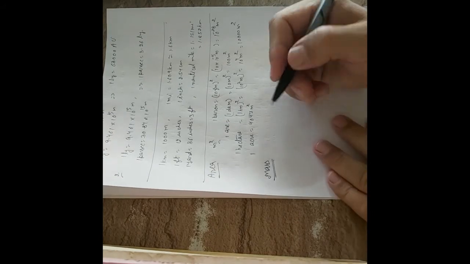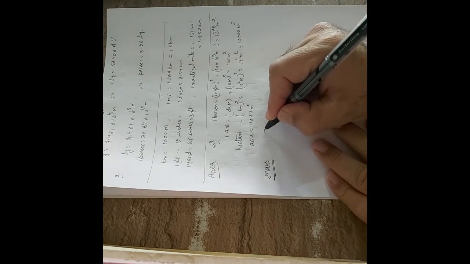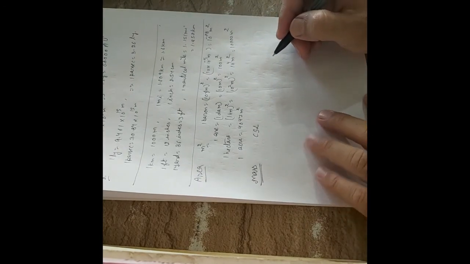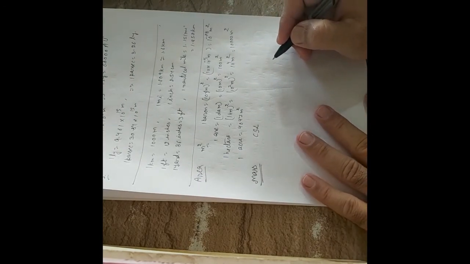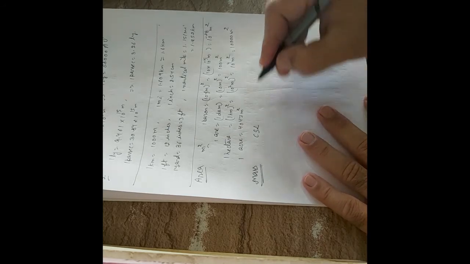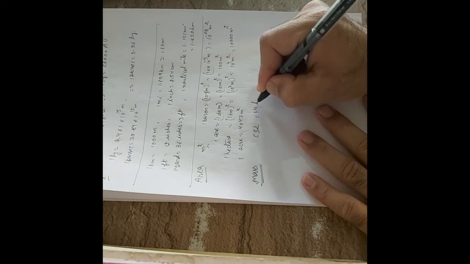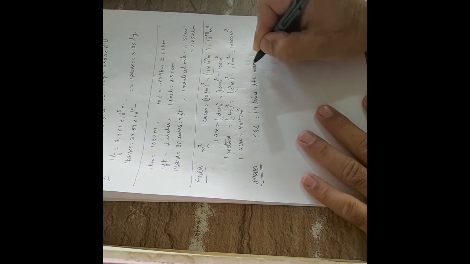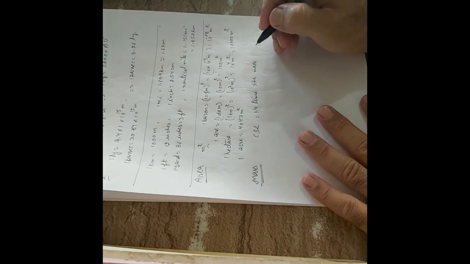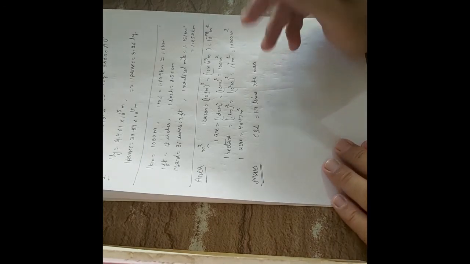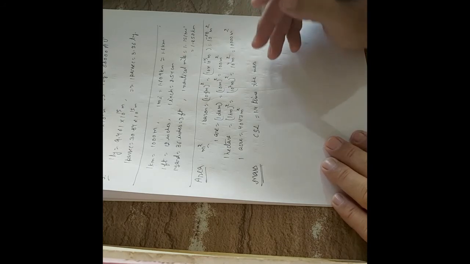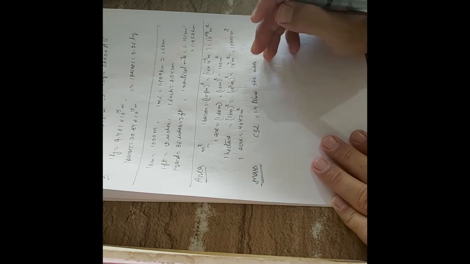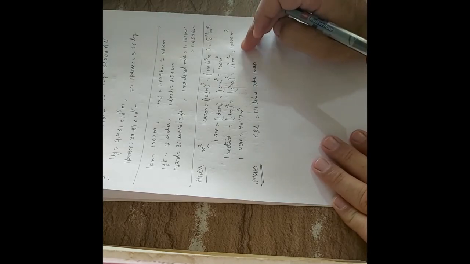The biggest practical unit of mass is CSL, that is the Chandrasekhar limit. The Chandrasekhar limit is equal to 1.4 times the mass of the sun, and the mass of the sun is approximately 2 into 10 to the power 30 kilogram. So multiply it by 1.4. So this is 1 CSL. This is the biggest practical unit of mass, the Chandrasekhar limit.